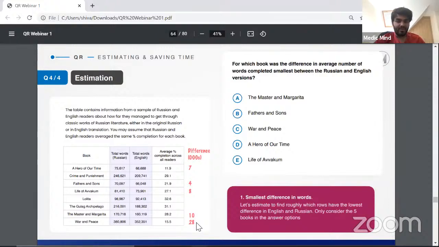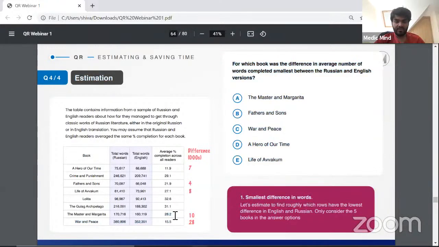So one thing you can do here is take out the ones with either a large difference or a very high percentage. The Master and Margarita has a very high percentage completion, so it's not worth even doing that. And the same thing over here, Life of Abacom, which has 27.1 and 8,000 difference. So we know that is obviously going to have a larger total number. 27.1% of 8,000 is going to be a lot more than 21.9% of 4,000 for Fathers and Sons. So we can take that one out too. The same thing for Master and Margarita, which leaves us with two choices.